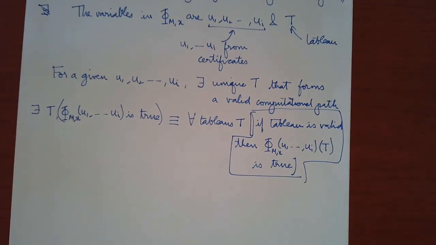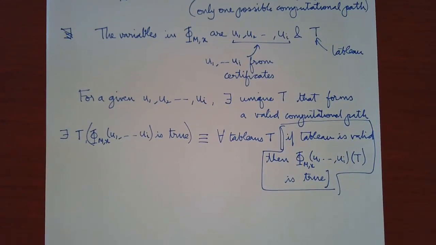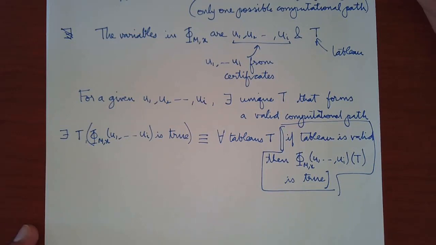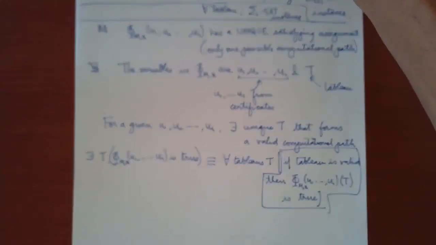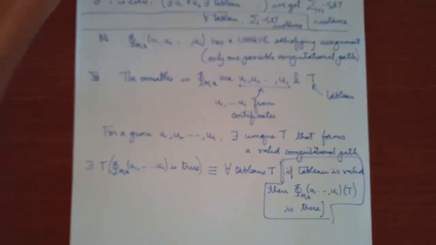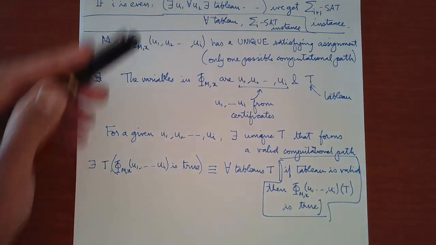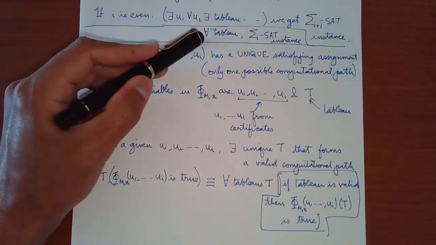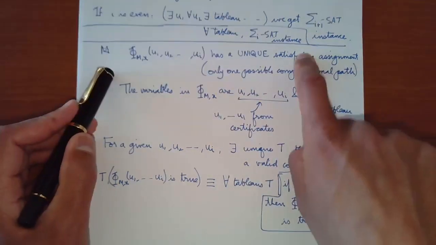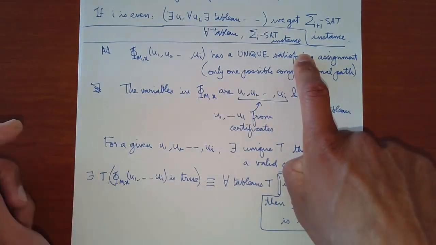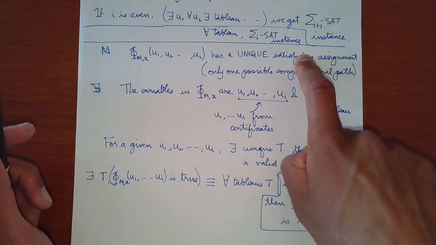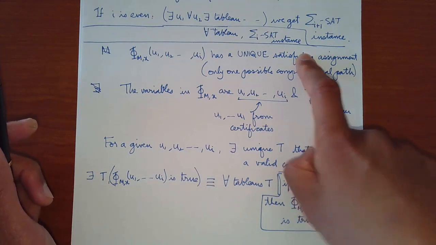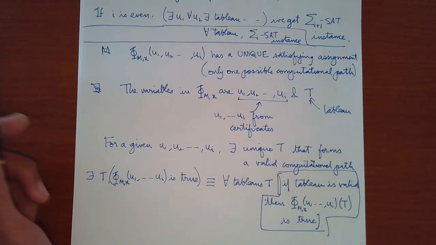So again, as I said, this is somewhat of a proof sketch, right? I'm not writing down everything in gory detail, and that's mostly because of time constraints. But I hope the idea is clear. And there's something important I wanted to point out here: the existence of a tableau can be switched to a for all tableaus because it's deterministic, because there's a unique satisfying assignment. Okay, so any questions about that?